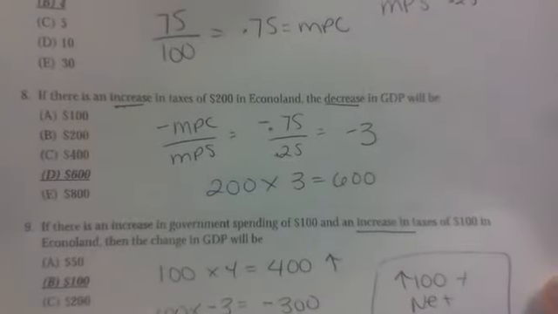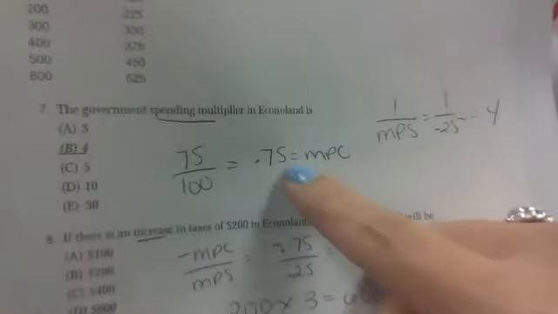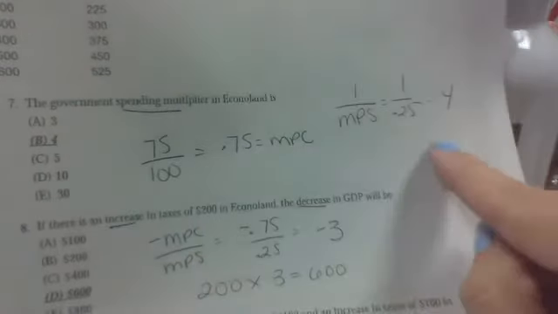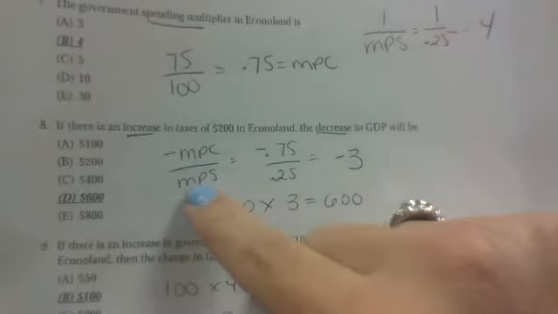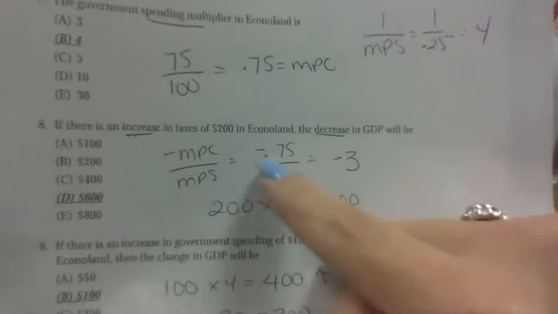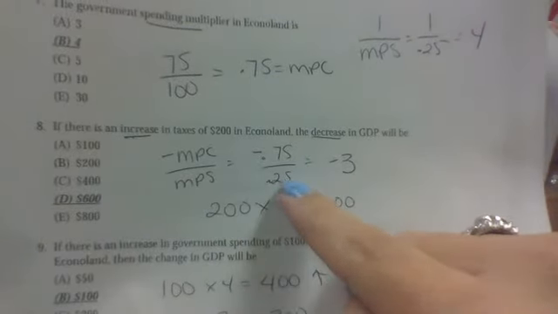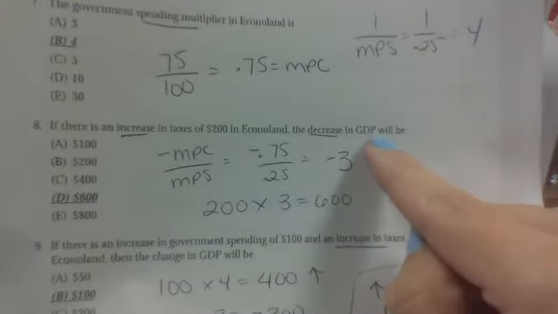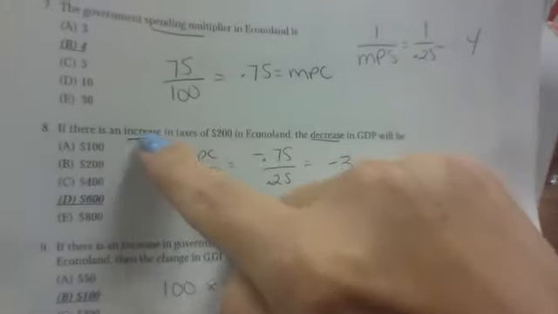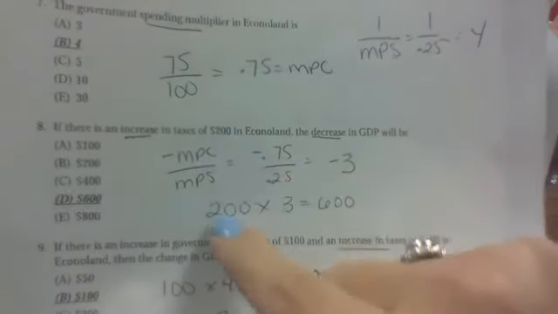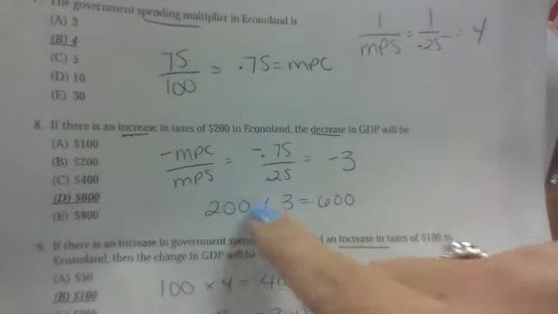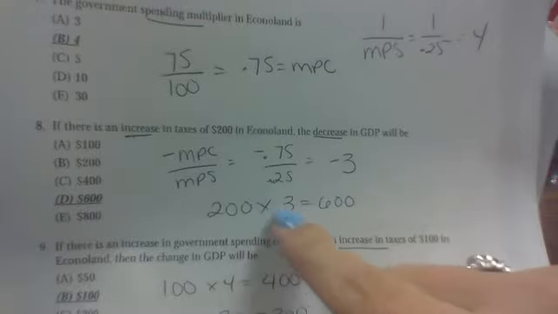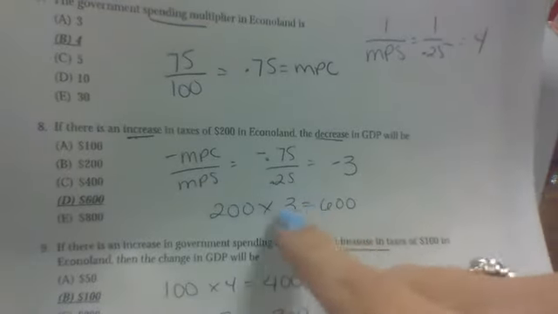okay, taxes go up by $200. We're using these numbers before, so keep in mind MPC is 0.75, MPS is 0.25. The tax multiplier is negative MPC over MPS, or negative 0.75 over 0.25. That equals negative 3. That gives you the multiplier. But what's going to happen to GDP if taxes go up by 200? Well, you multiply that change by the multiplier, 200 times 3 is 600.